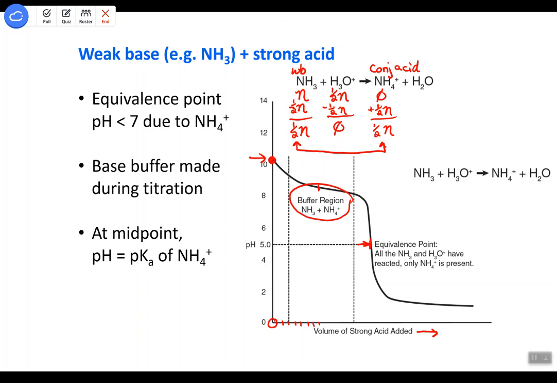It has a slow change in pH. It's very gradual, even though we're adding strong acid. It's a gradual change because it has the weak base and the conjugate acid. It has a buffering effect on the change in pH. When we looked at the strong acid, strong base titration, it was basically flat, sharp, and flat.